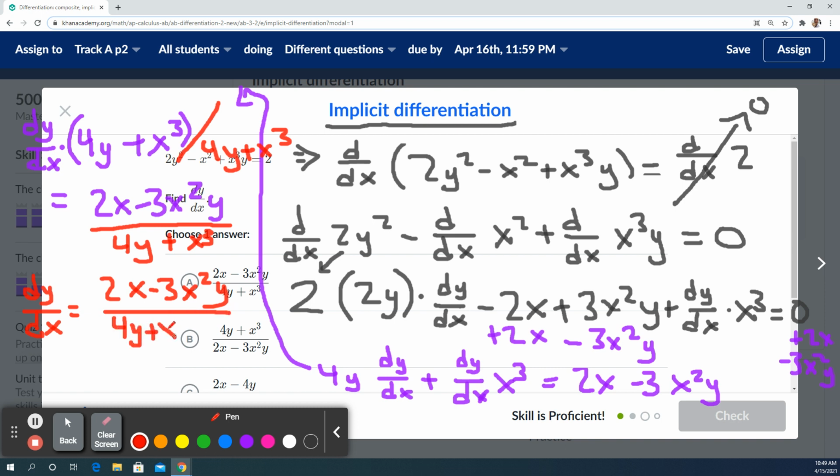4y plus x cubed. Now, sometimes they're asking you to plug in values on these. If you're asked to plug in a value, then we would plug it in at this final step here. All right.